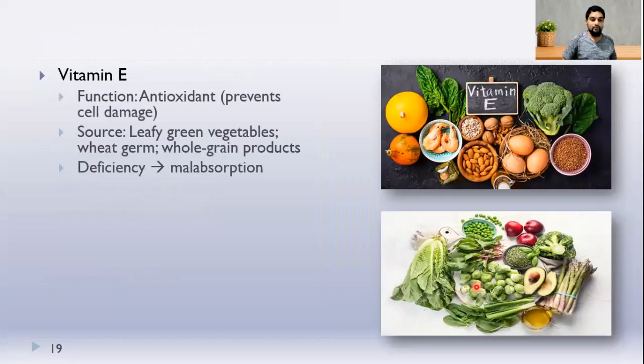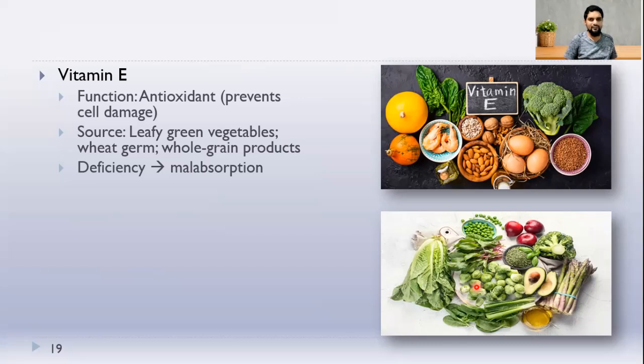Next, we have vitamin E. The function of vitamin E is that they act as antioxidants. Antioxidants help to prevent damage that occurs in our cells. On a daily basis, there are different chemical reactions that are happening, and damage is going to happen in our cells. And if this damage happens in an uncontrolled fashion, it could lead to the formation of cancer cells. So vitamin E is very important in our diet.